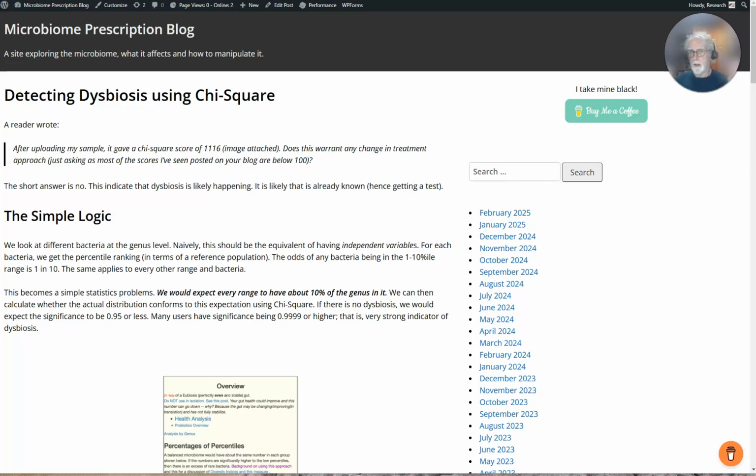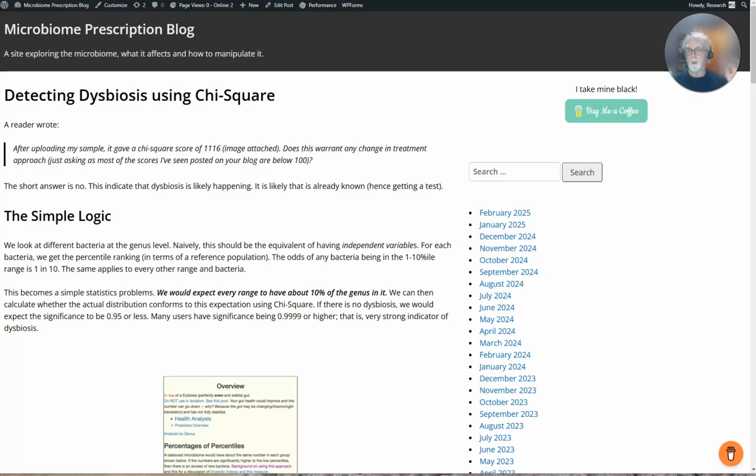A reader basically dropped me an email this morning and asked, because his chi-square score was very high, probability of being significant was 1.0, and considering that I calculate the probability up to something like 8 or 9 decimal places, we can assume it is pretty significant. So the question is, he asked, does that cause a change of treatment plan? Well, the simple answer is no, it doesn't.